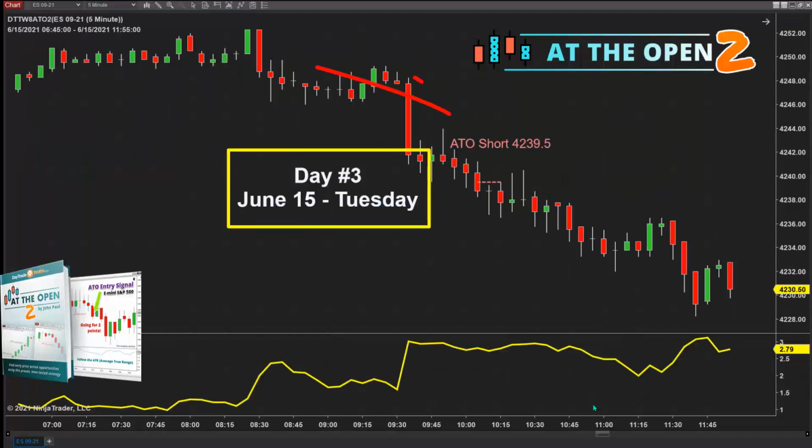On day number 3, we have another short signal. This is now 42.39.50. And so the software plots the signals on the chart. You have enough time to enter. You look at the type of volatility that exists based on the ATR, and you take your target. Everything is explained in the course and on the members area during the live trading. So day 3, June 15th, another winner.